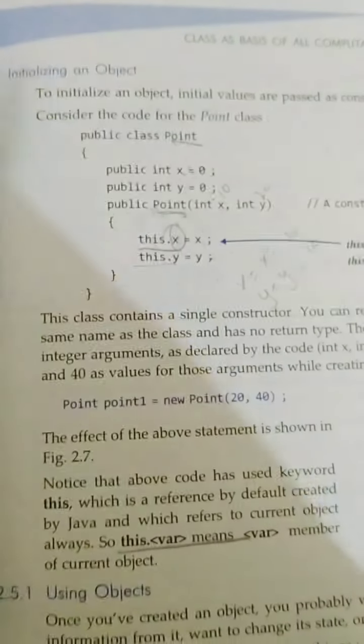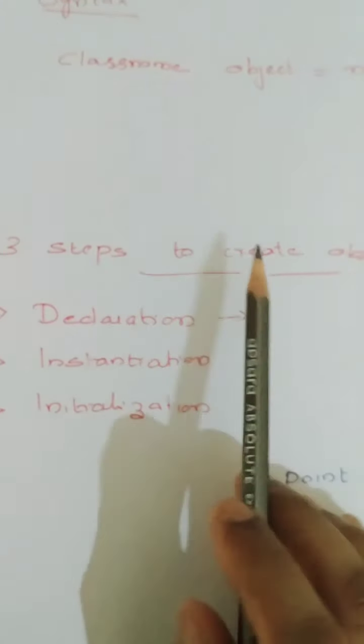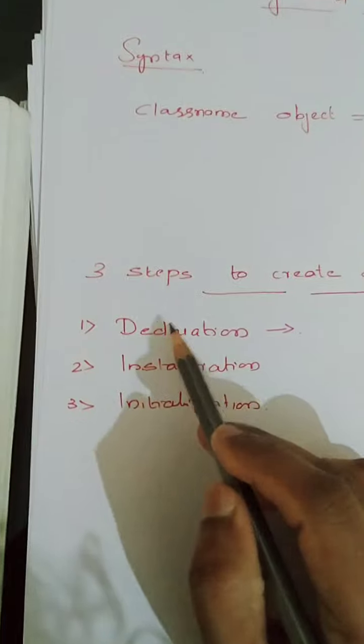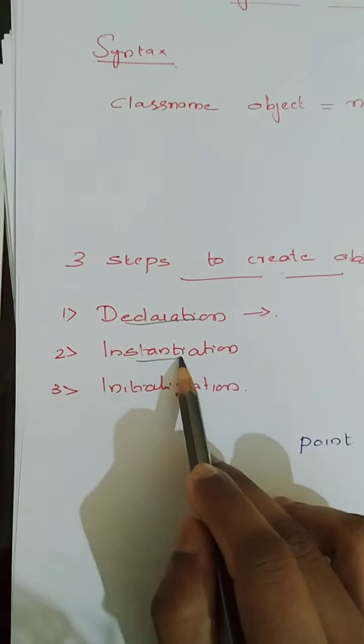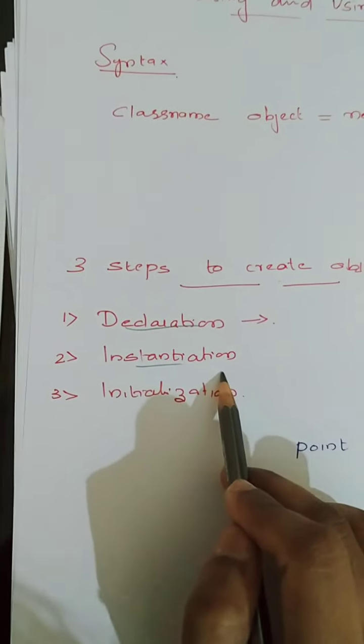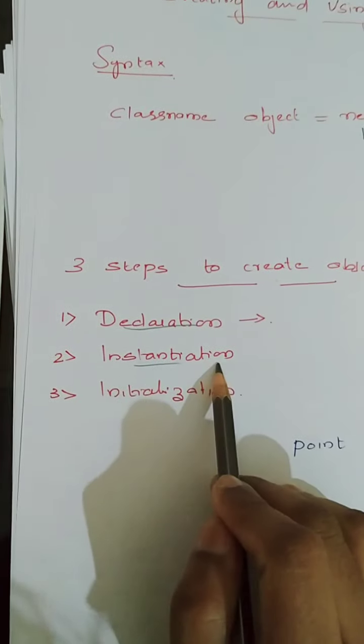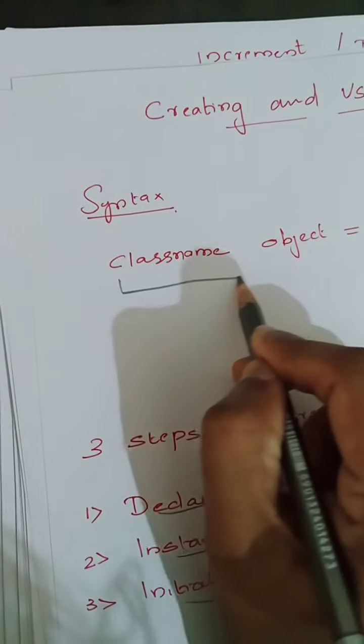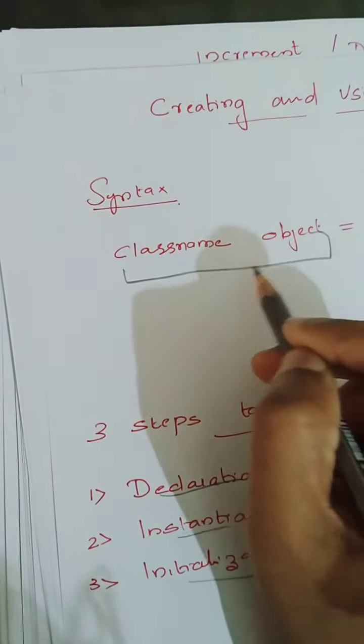Okay. Now moving to the different steps to create an object. Very important. There are 3 steps to create an object. First one is declaration. Second one is instantiation. And third one is initialization. First, moving to declaration.